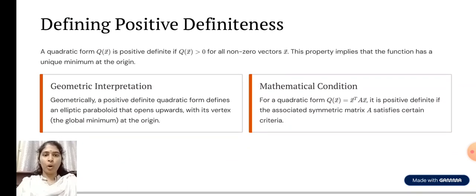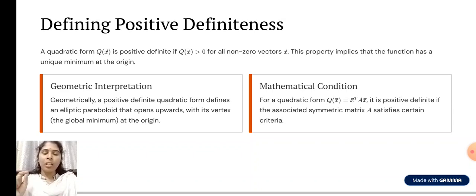First, let us define what is positive definiteness. A quadratic form q of x vector is positive definite if q of x is greater than 0 for all non-zero vectors x. This property implies that the function has a unique minimum at the origin. When we take a diagonalization process, after finding the diagonalized matrix, we get a matrix in which the diagonal values are positive. If all the diagonal values are positive, we call that nature positive definite.